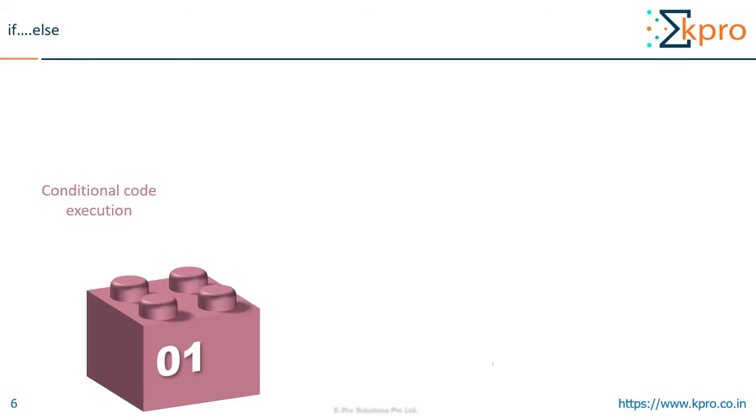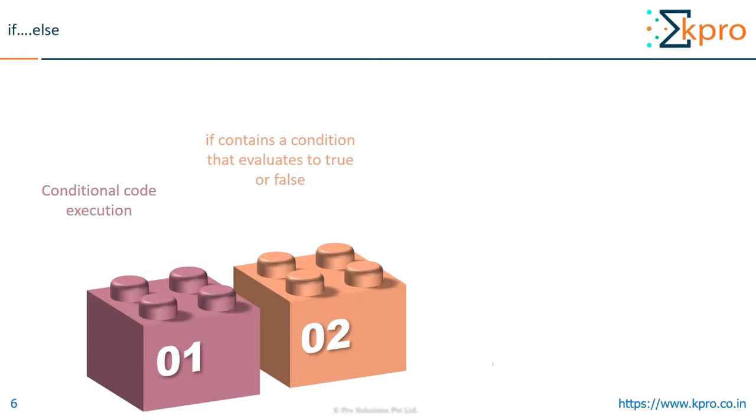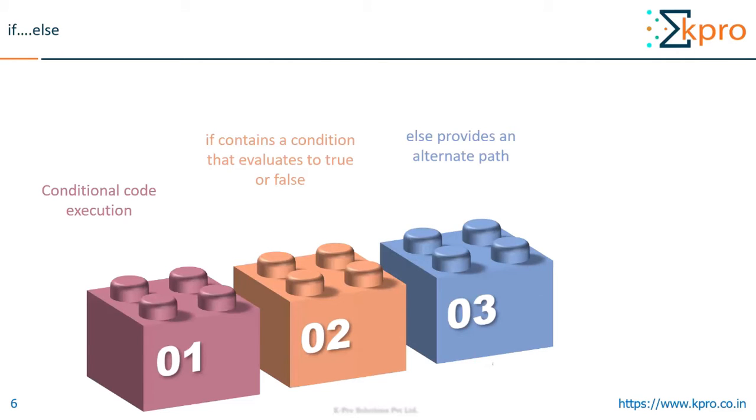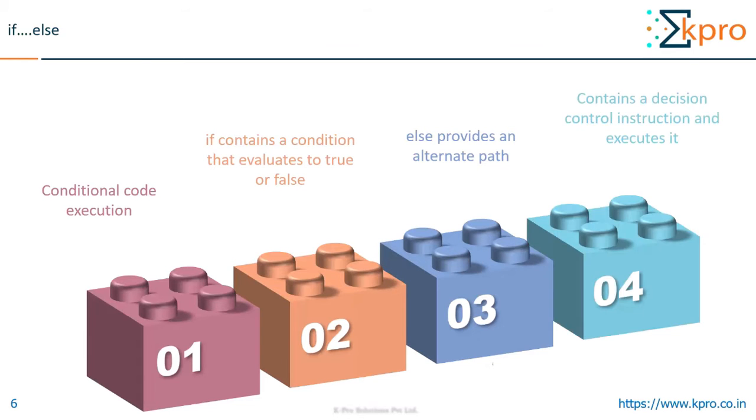If-else is a conditional code execution. The condition in it evaluates to either true or false. If none of the conditions provided are true, else provides an alternate path. Else also contains a decision control instruction and executes the code. Now let us have a look at an example where we'll be using the if-else statement.